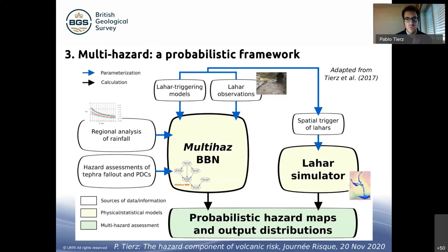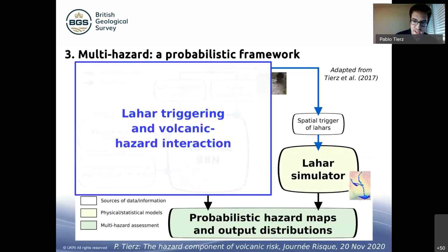So what we tried to do, without going into all the details of this framework, we wanted to provide a probabilistic framework that incorporated the volcanic hazard interaction. So in short, basically the yellow shows physical or statistical models, the white shows data, source of data or information, and the green is our output, our probability hazard assessment.